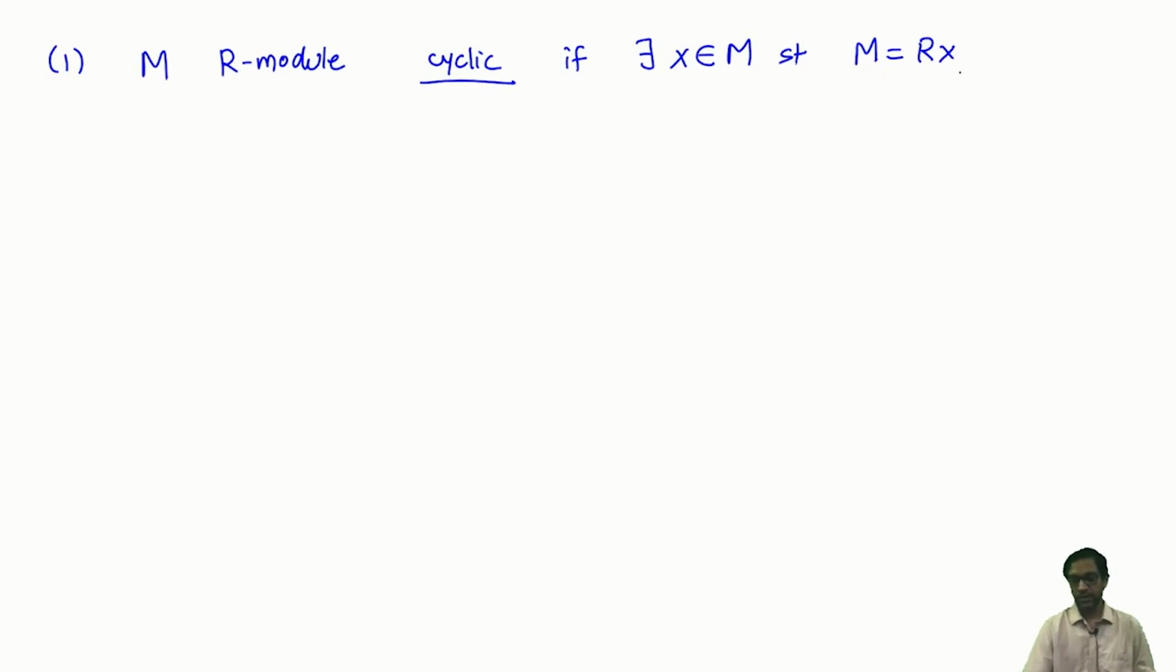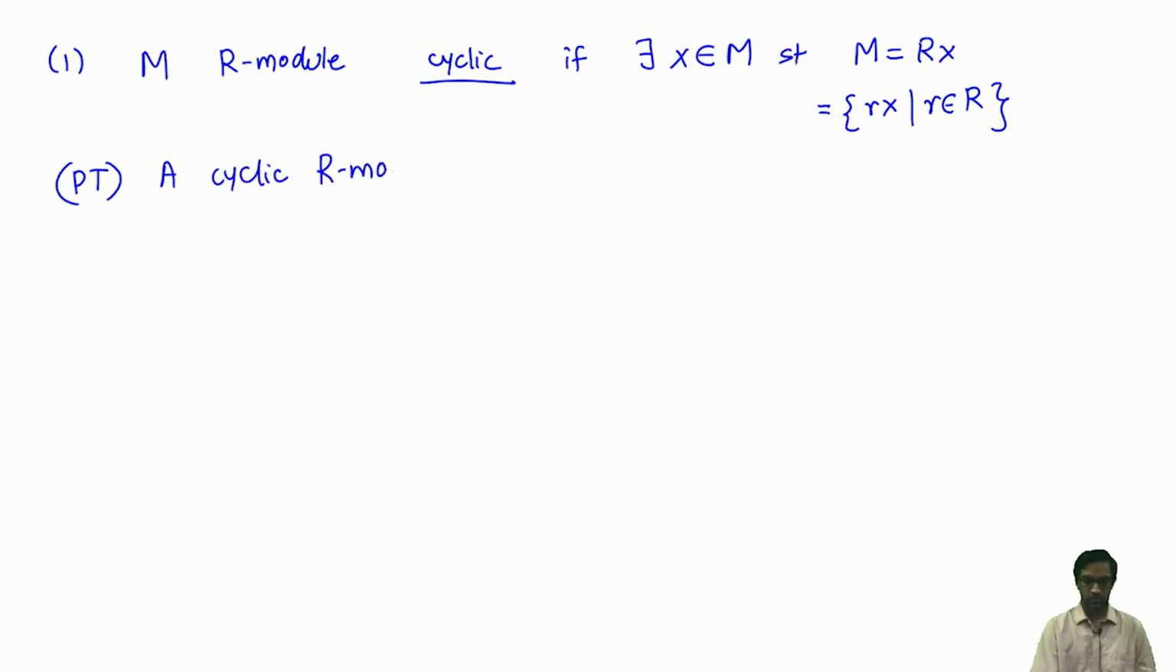In other words, it's all scalar multiples of x, Rx, with scalars coming from R. So if this happens, then we call M cyclic, or singly generated. Here's the problem: prove that a cyclic R module is isomorphic to a special module, the quotient module R mod I, where I is some left ideal.